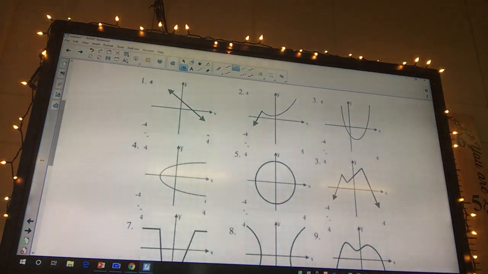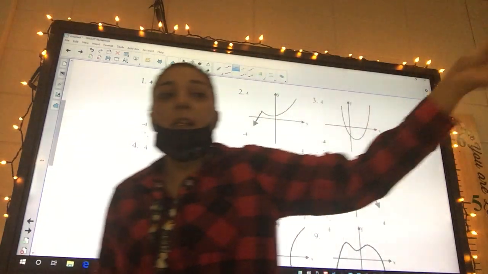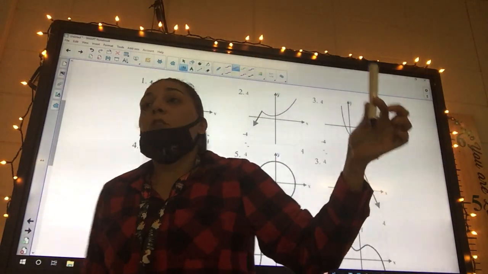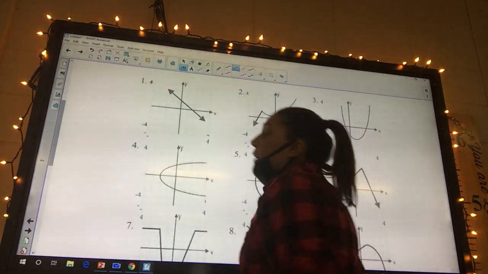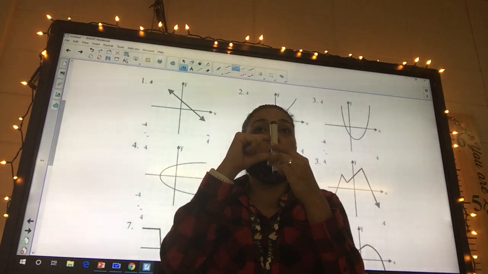Functions are one-to-one. That means that for every x, there should be exactly one y and not two. The vertical line test is where we can take our pencil. You're going to hold it like this, or you can use your finger if you're using online, and you go across this function. If it crosses 2 points at the exact same time, it is not a function.